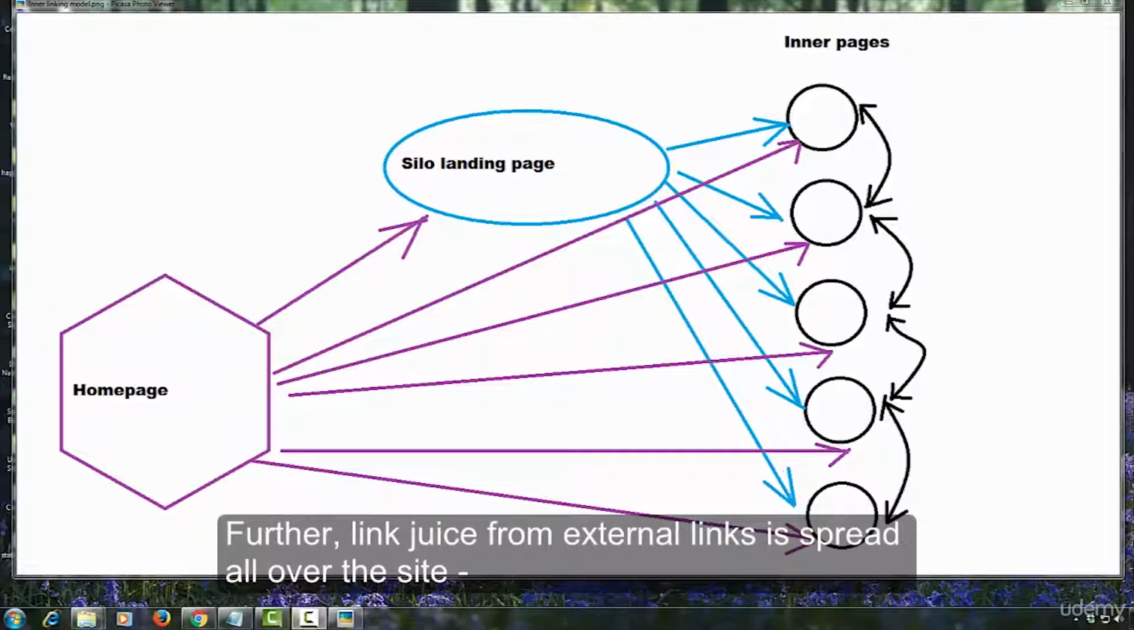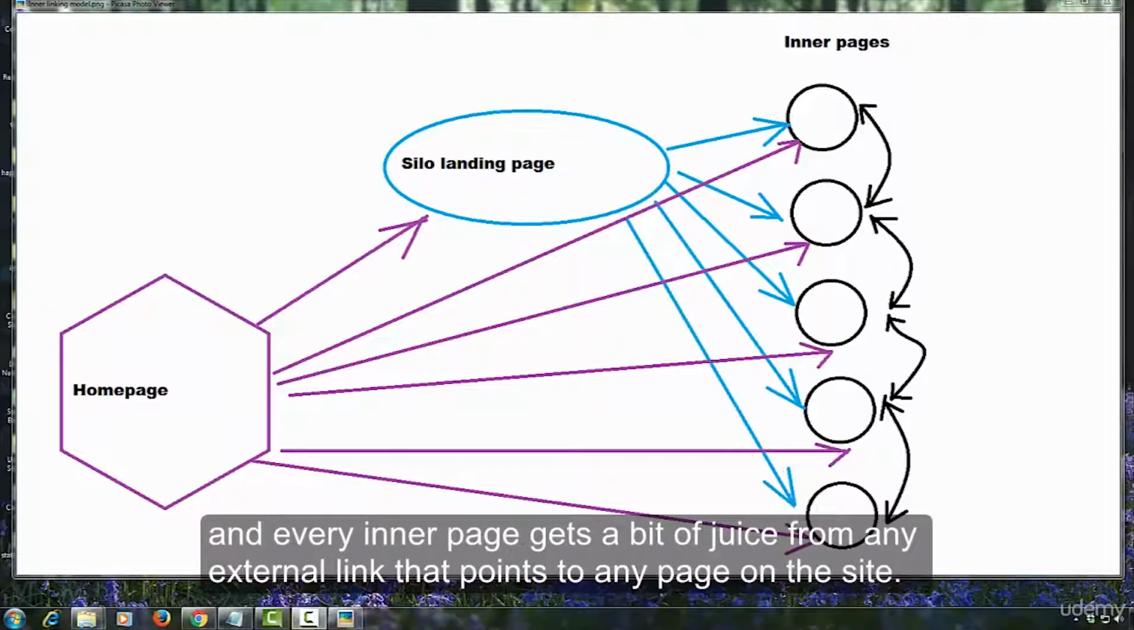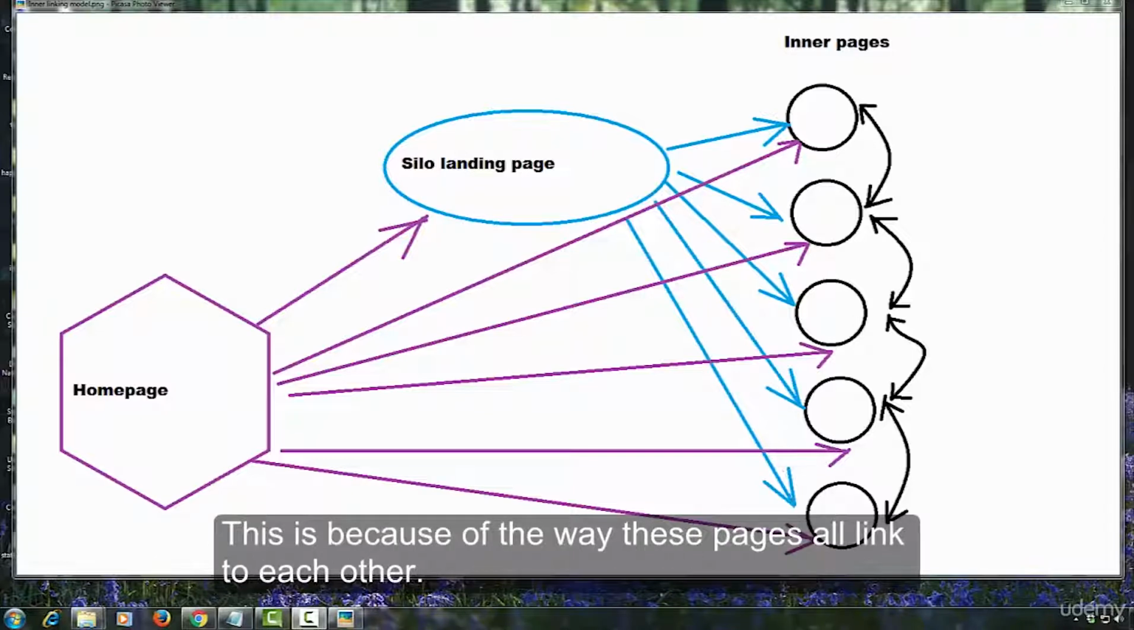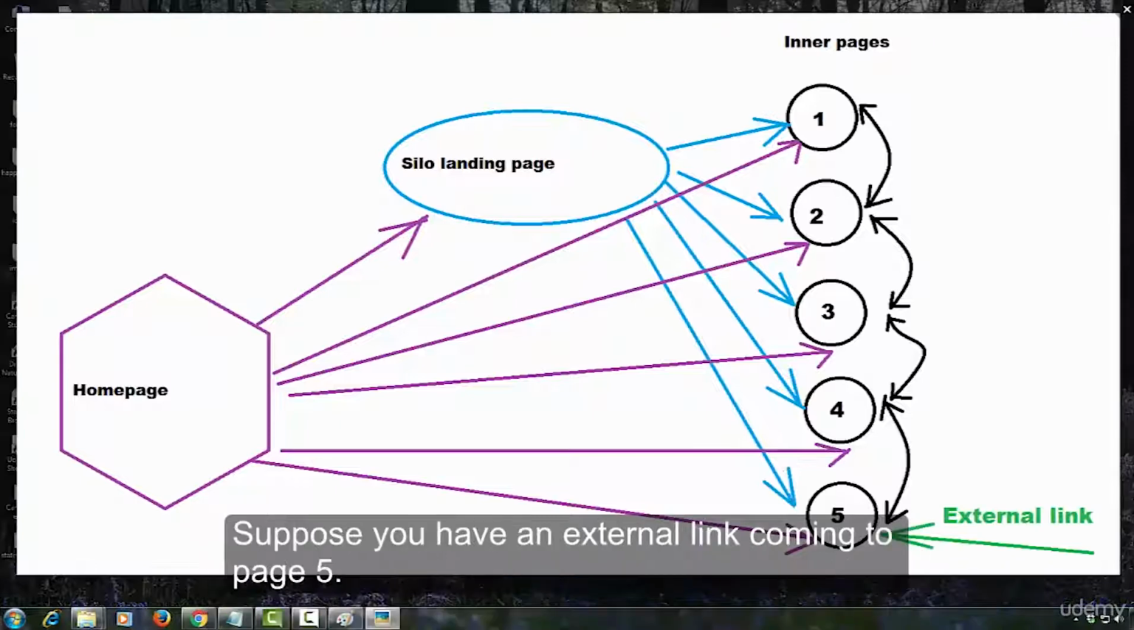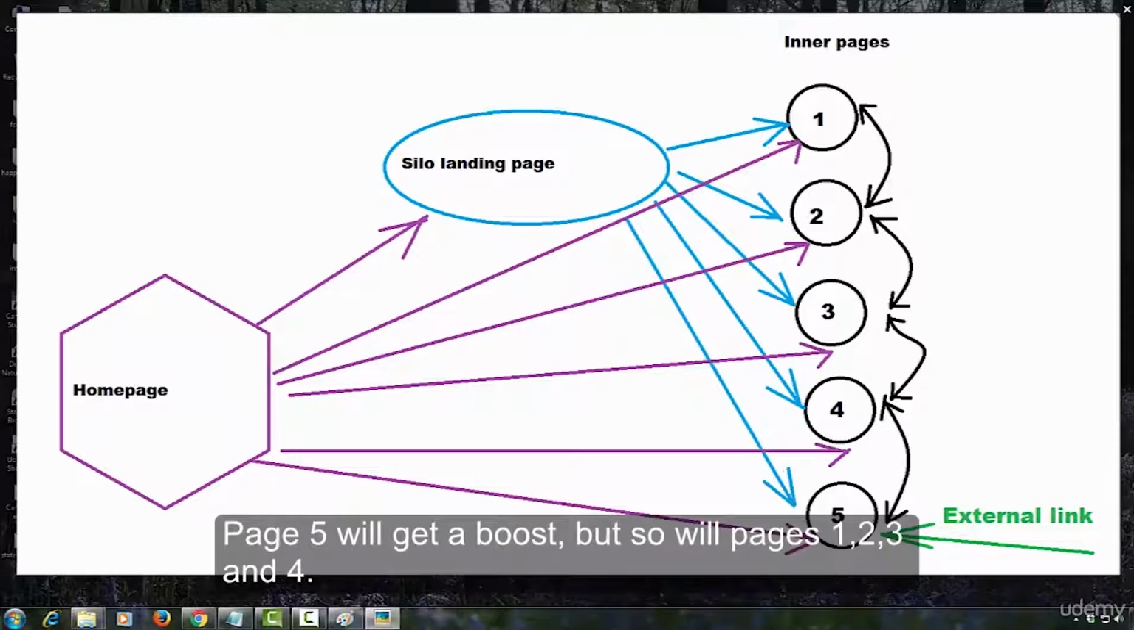Further, link juice from external links is spread all over the site, and every inner page gets a bit of juice from any external link that points to any page on the site. This is because of the way these pages all link to each other, which means no matter which page gets an external link, each inner page gets a boost from it. Suppose you have an external link coming to page 5. Page 5 will get a boost, but so will pages 1, 2, 3 and 4.